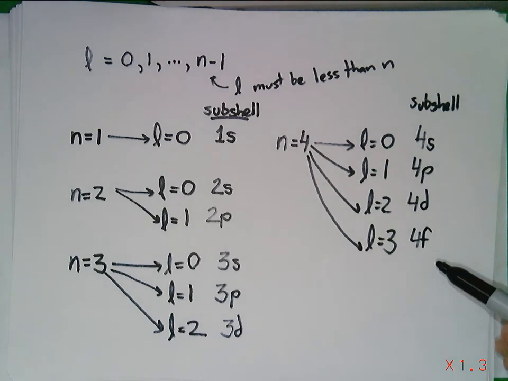So there's a definite pattern here that you can start to see. All right, we'll look at the next quantum number, the last space quantum number, in the next video.